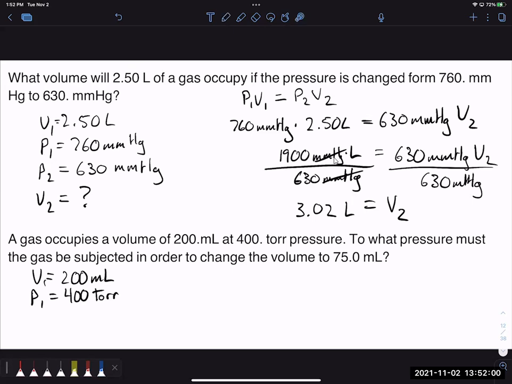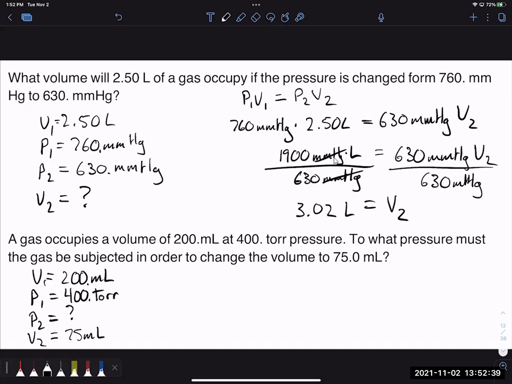Actually, important to note here, there is a decimal, which means that we have 3 sig figs for each of those. And see, these have them up here too. So these are each 3 sig figs because we have a trailing 0, but we have a decimal place. All right, to what pressure? Oh, that's P2. That's going to be our question mark, right? That's our question. Should the gas be subjected in order to change the volume to 75 milliliters? So V2 equals 75 mils.